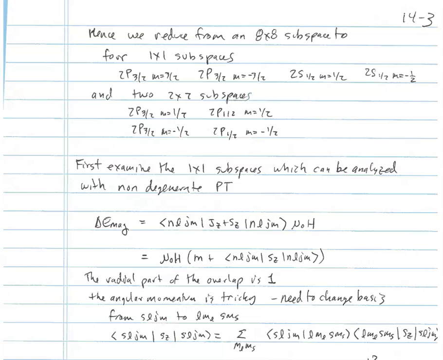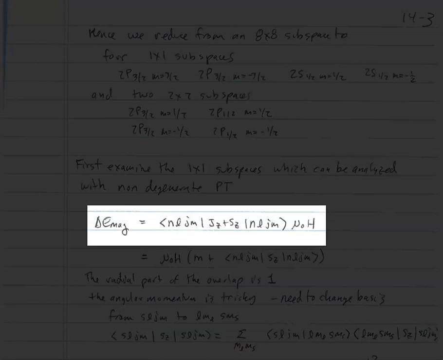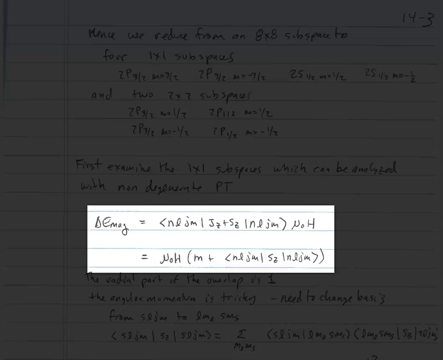All right, so we're going to first work with the 1x1 subspaces because we can use non-degenerate perturbation theory. To first order, the shift in the energy is just given by the matrix element V00, which means I just look at the expectation value of N L J M, JZ plus SZ, N L J M, times mu 0 H. Now JZ is an eigenvalue, given by M, so that term just comes out. I get mu 0 H times M plus the overlap of N L J M with SZ N L J M, and we have to figure out what that overlap is.